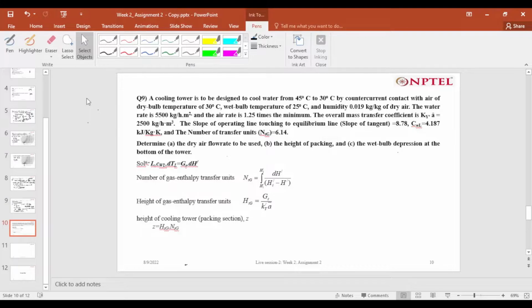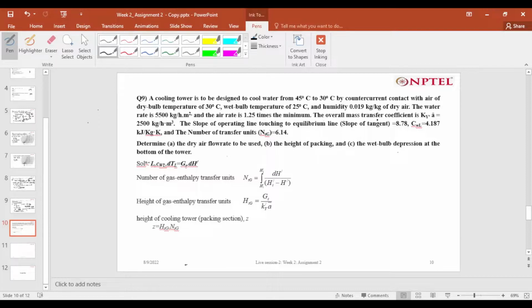Now question 9 is based on the cooling tower. A cooling tower is to be designed to cool water from 45 degrees Celsius to 30 degrees Celsius by countercurrent contact with air of dry bulb temperature 30 degrees Celsius, wet bulb temperature 25 degrees Celsius and humidity 0.019 kg of water per kg of dry air. The water rate is 5500 kg per meter square per hour and air rate is 1.25 times the minimum.